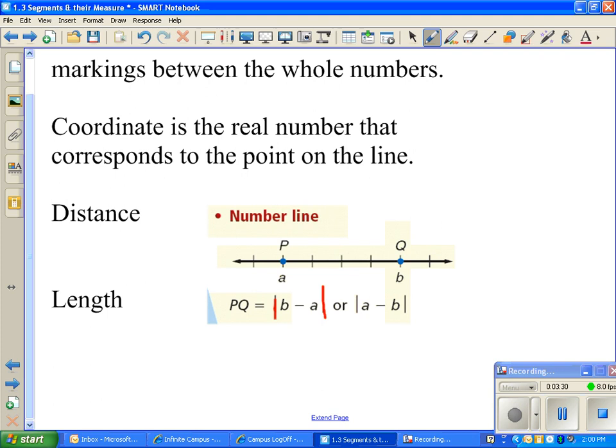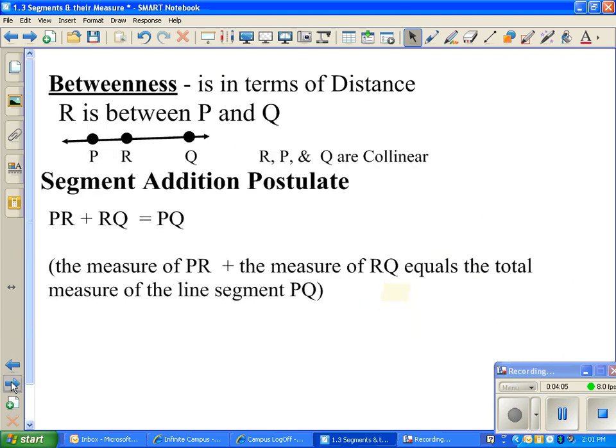2 numbers on a number line. Say this was -4 and this was 3. I just made that up. Well, 3 minus -4 gives 7, or if I subtract the other way, -4 minus 3 is -7. But distance has to be positive, so we take the absolute value of it and make it 7. Is that okay? Any questions? Anytime you're given a number line, you can take those 2 points, subtract them from each other, and make sure that the answer is positive, and you get the length or the distance between those 2 points.